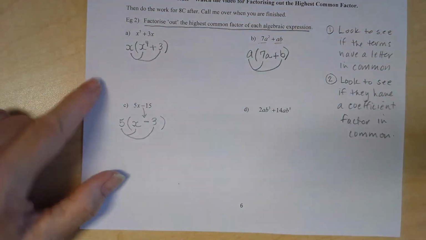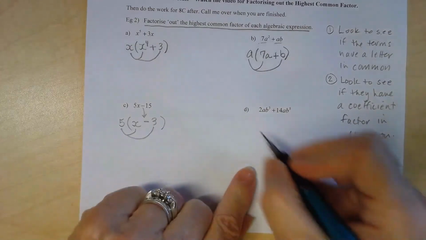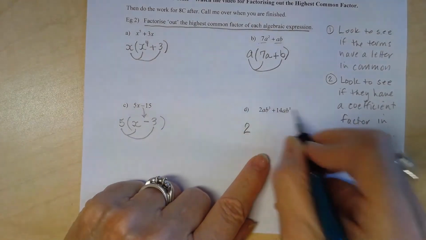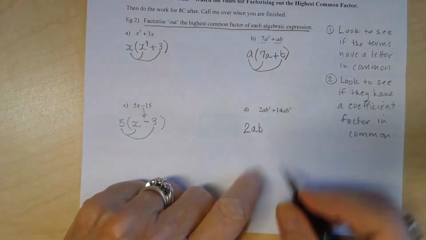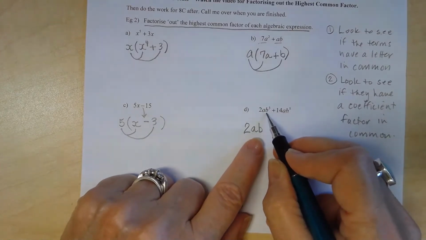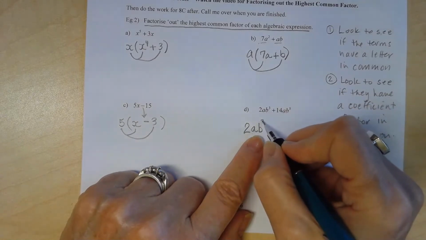Okay, last one. Now it's a combination. 2 goes into both numbers. So I need a 2 out there. They both have an A, and they both have a B. So I put them both out here. Okay. Now, there's only one A and one A, so one A can come out. This has 3 B's and 5 B's. So I could get a total of 3 B's out.